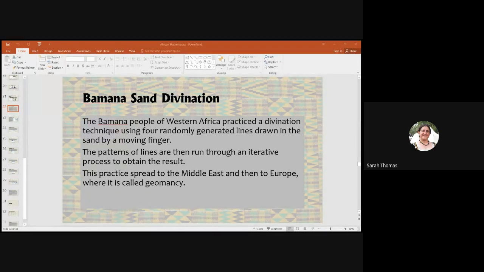So that's off limits to me, but I do have access to what happened after that. This practice spread to the Middle East through the propagation of Islam to Africa. And then from there it spread to Europe. And in Europe, it's called geomancy.